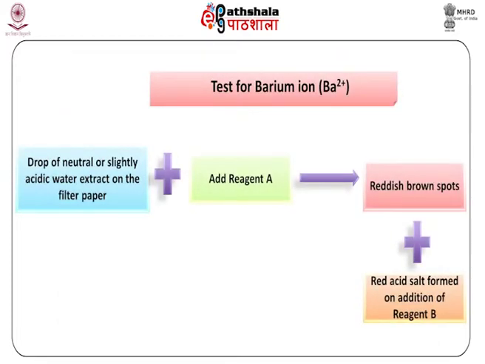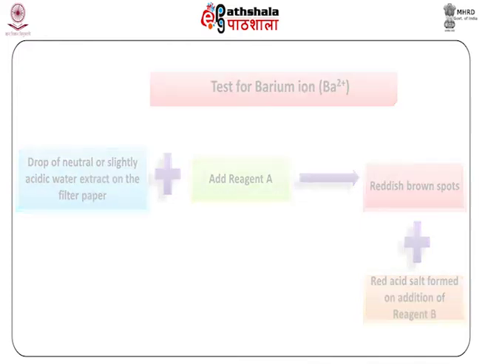Put a drop of neutral or slightly acidic water extract on the filter paper, followed by the addition of reagent A. The presence of barium ion is indicated by reddish-brown spots. A brilliant red acid salt is formed on addition of reagent B. In case barium is absent, this red color will disappear.